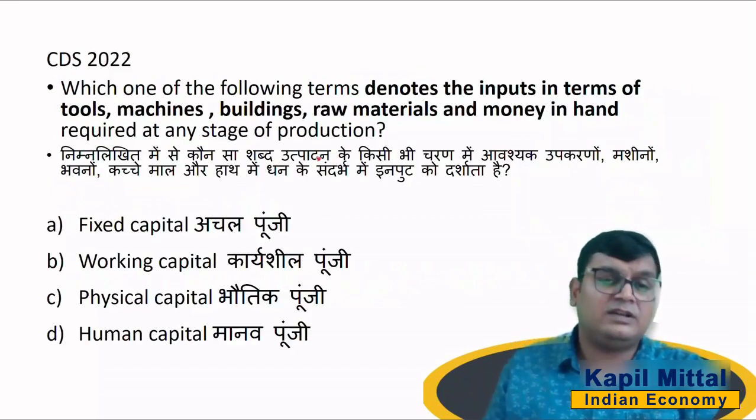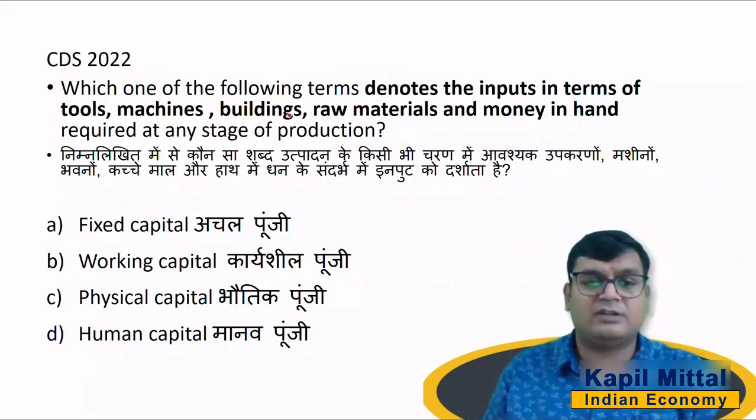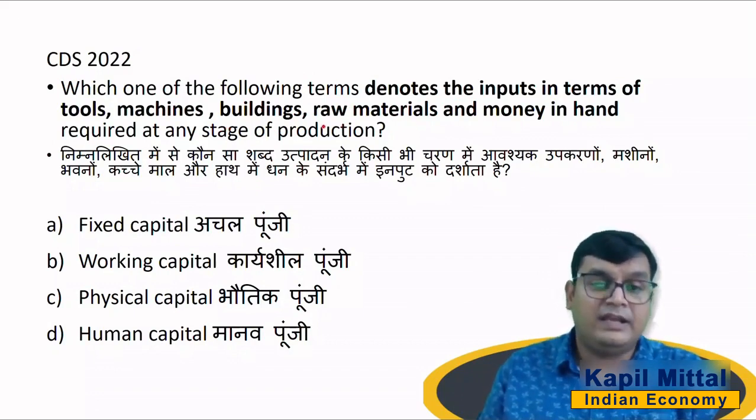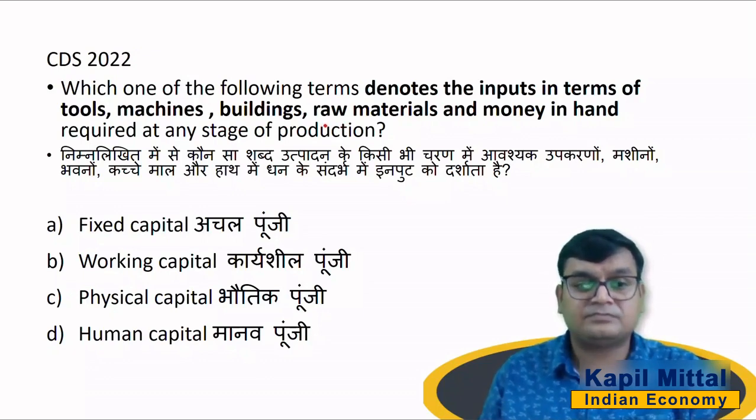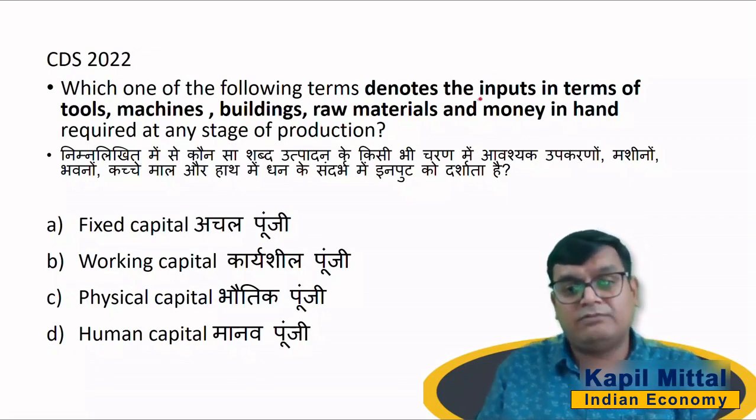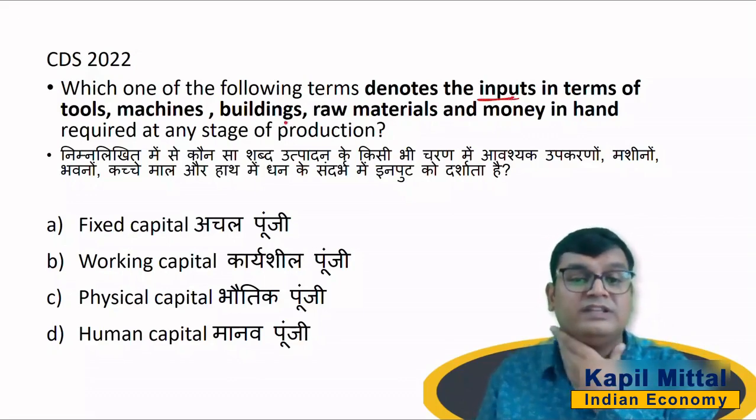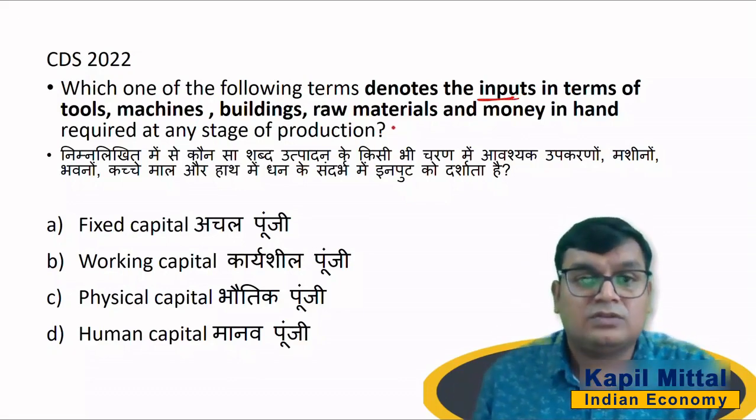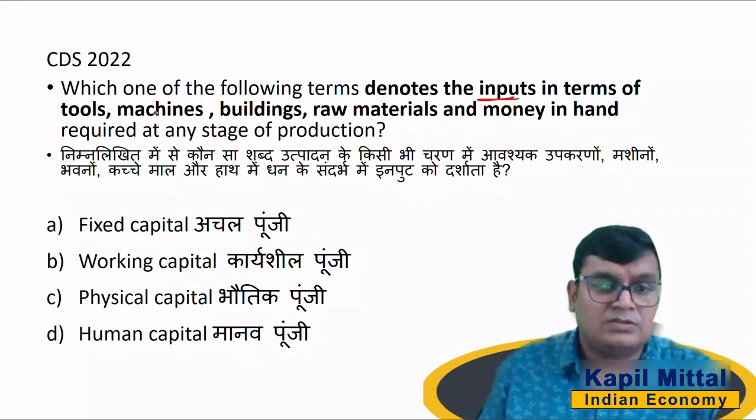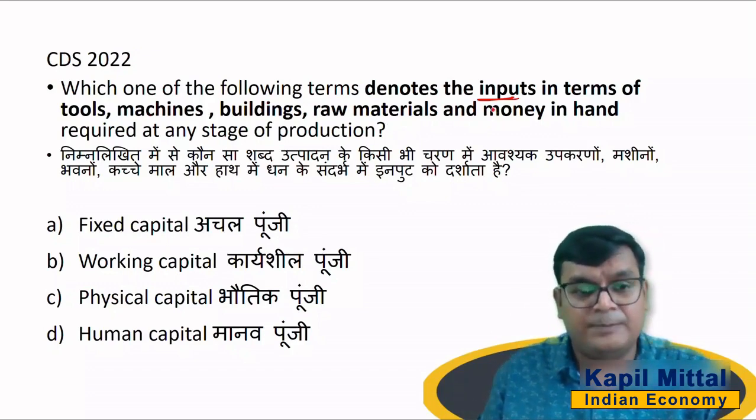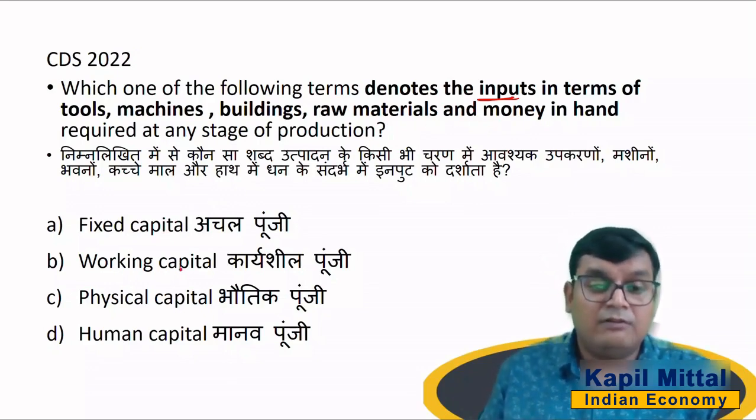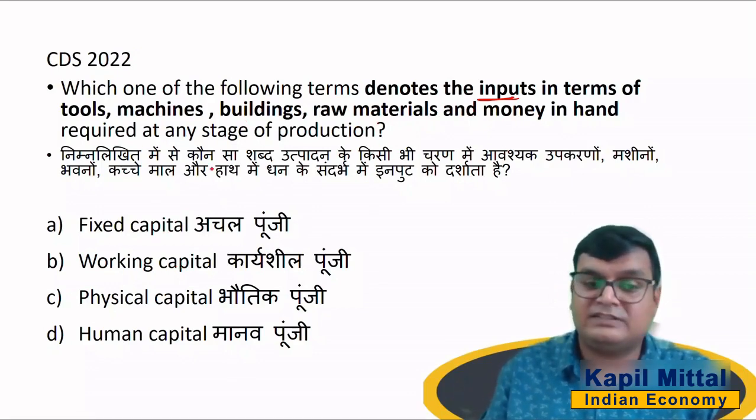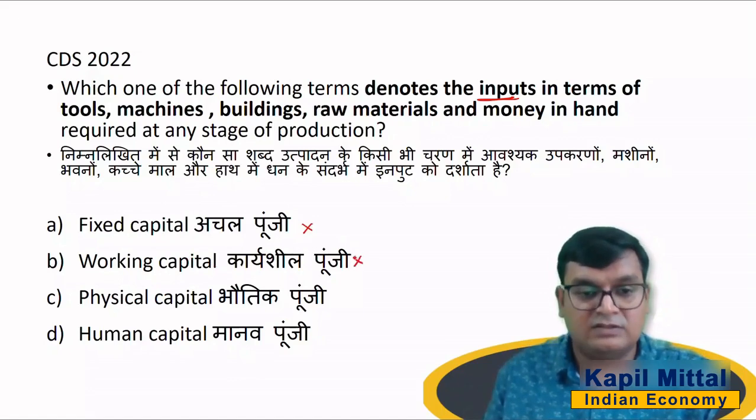This was also asked by UPSC in 2022. Which one of the following terms denotes the inputs in terms of tools, machines, buildings, raw materials, and money in hand required at any stage of production? We have to decide the category for these inputs. Raw material and money will come under working capital, not fixed capital, and tools, machines, buildings will not come there. So this is also not perfect.